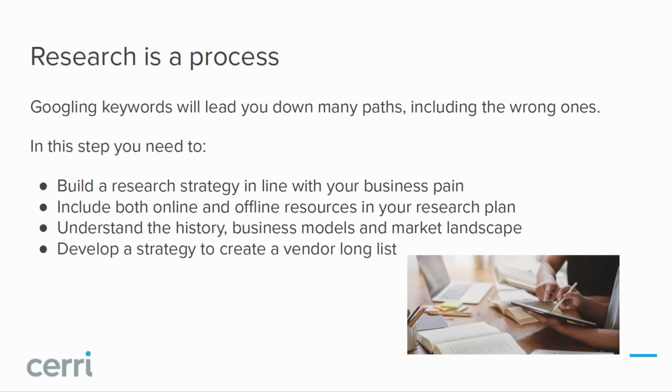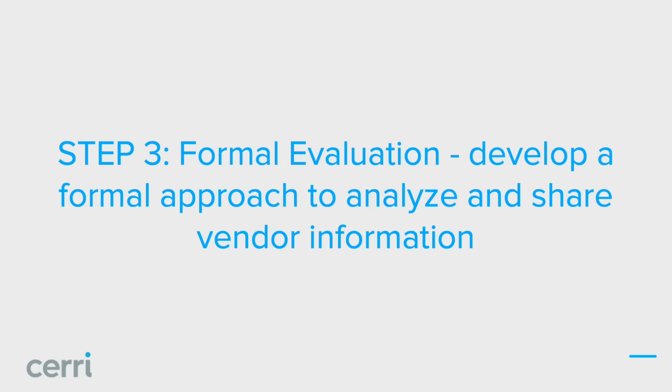Your research should also go beyond just features and functions. Consider the history of the vendor, their business model, financial viability, and get a comprehensive understanding of the market landscape. By the end of this process, you should have a vendor long list, a set of potential suppliers that can address your specific project management needs. That brings us to step 3, establishing a formal evaluation strategy.